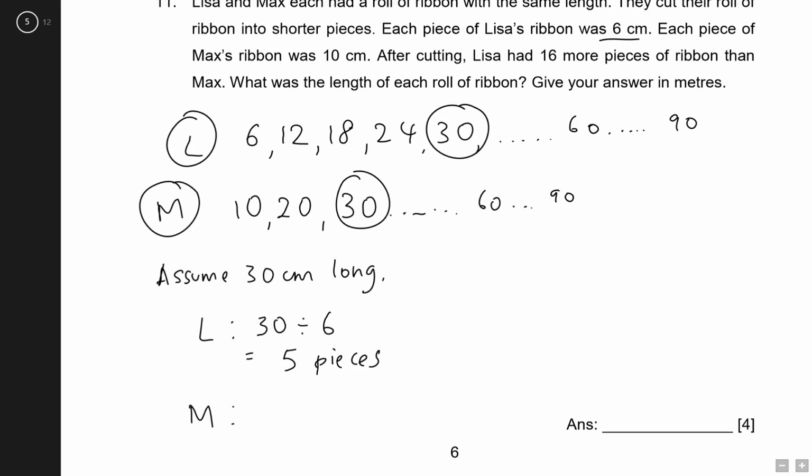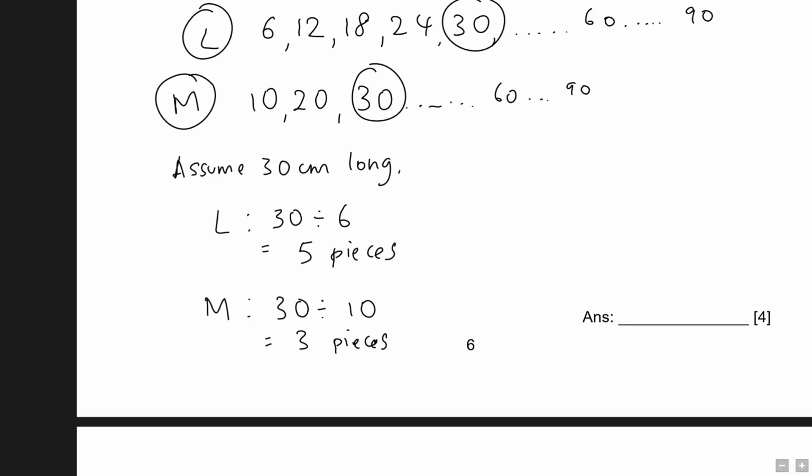For Max, if Max is going to have the same 30 centimeters, because they say both are of the same length, and Max is going to cut it by 10, Max is only able to cut 3 pieces out. So far can understand? Alright, now, the difference: Lisa is able to cut 5, Max is able to cut 3 only. It makes sense because Lisa cuts it by smaller bits, so she's able to make 5 pieces. Max can only make up to 3 pieces. So, the difference is 5 minus 3 equals 2. So, for every 30 centimeter of ribbon, there's going to be a 2-piece difference between the two of them.